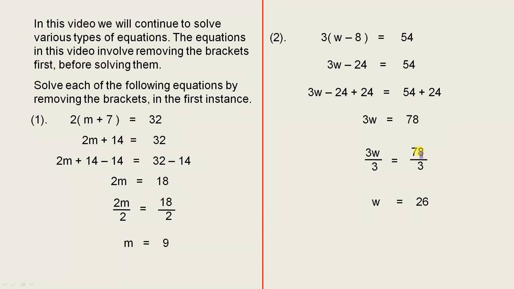And because that's multiplication, we divide both sides by 3. The 3s cancel to give us w, and that answer is 26. So w equals 26. We'll solve that equation.